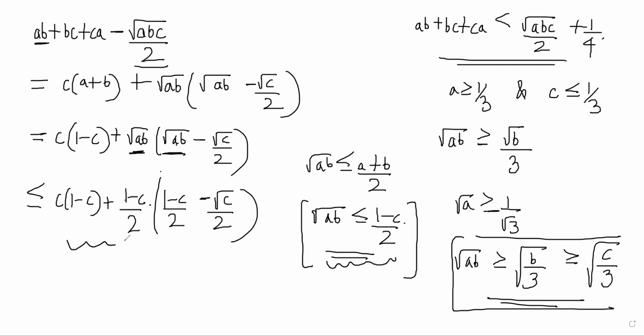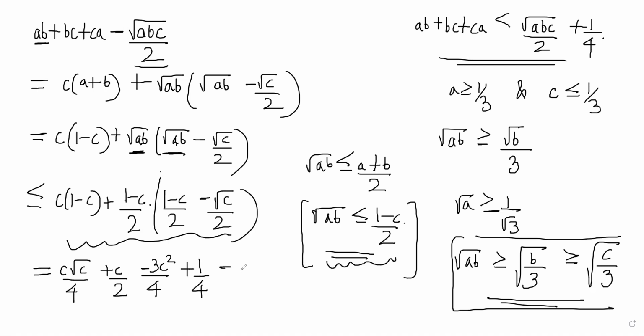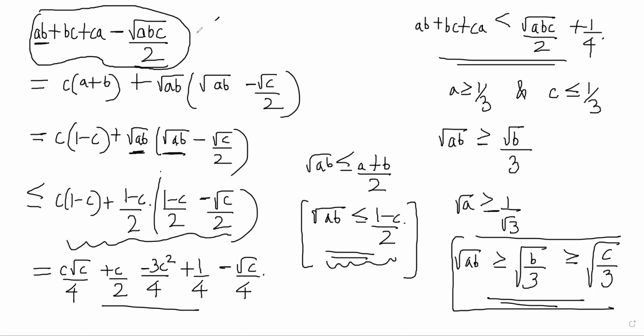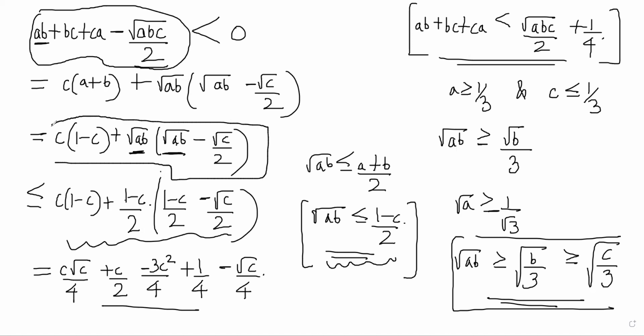Okay. Now simplifying this expression, we'll get an equation in terms of C. So this is equal to C root C by 4 plus C by 2 minus 3C square by 4 plus 1 by 4 minus root C by 4, right? Now it is enough for us to prove that this quantity is less than 0, then the original inequality is already proved, right? Because we have to actually show that it is less than 1 by 4 in the original inequality. So our job is to show that this quantity is less than 0.